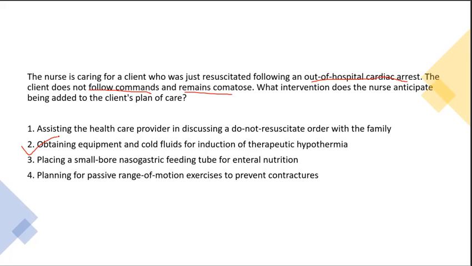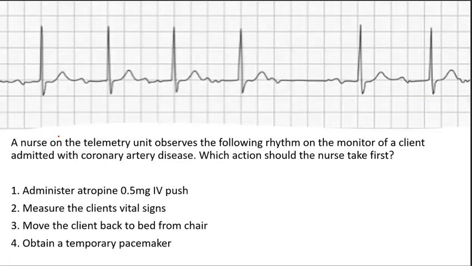So again, remember, if you've resuscitated your patient, he's out of the cardiac arrest in the post-resuscitation phase. If he's unresponsive, not following command, if he remains comatose, you need to initiate targeted temperature management. We need to put him between 32 to 36 degrees for 24 hours before we rewarm him.